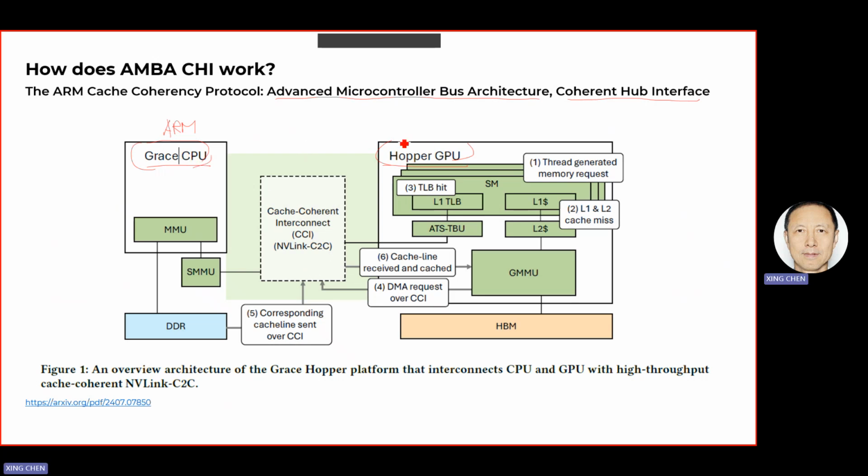Between the ARM CPU and the Hopper GPU, we have this famous NVLink C2C, and this is the physical communication link. On top, there is going to be the cache coherent interconnect running, which in our case is the AMBA CHI protocol running on top. Okay, how does that work? Let's go through this one and try to understand how it works.